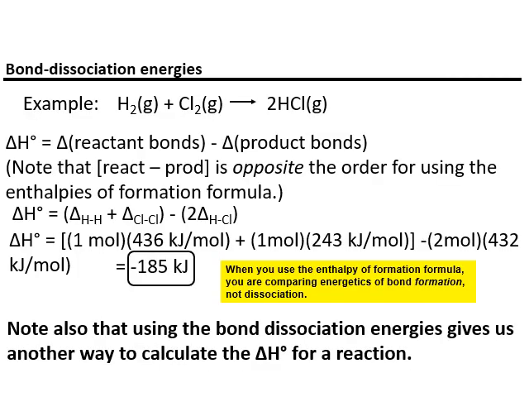Here's an example. H2 plus Cl2 gives 2 HCl. So we want reactants minus products. We would look back at that chart, which I can't do, and find the energy for H2, which was 436 kilojoules per mole. There's one H2, so we multiply that by one, plus the bond energy for Cl-Cl, which was 243. Again, there's one of those, so we multiply that by one, and then we subtract the bond energy for HCl, which was 432. But we have to multiply that by 2 because there's a 2 coefficient in front of the HCl.